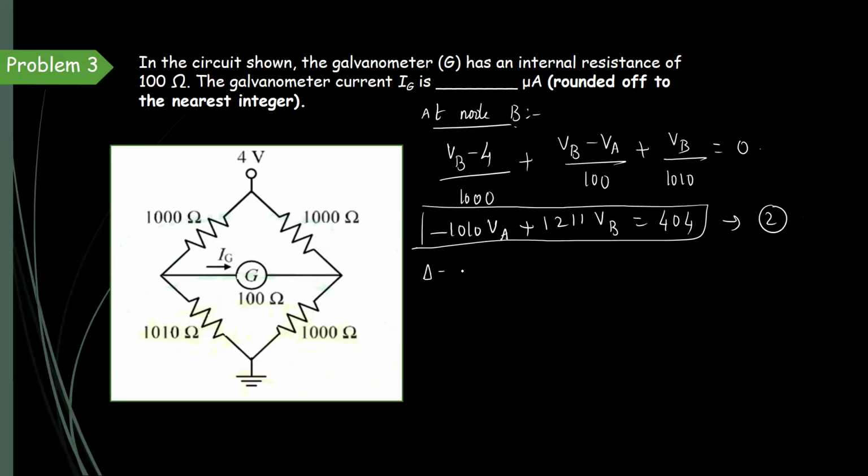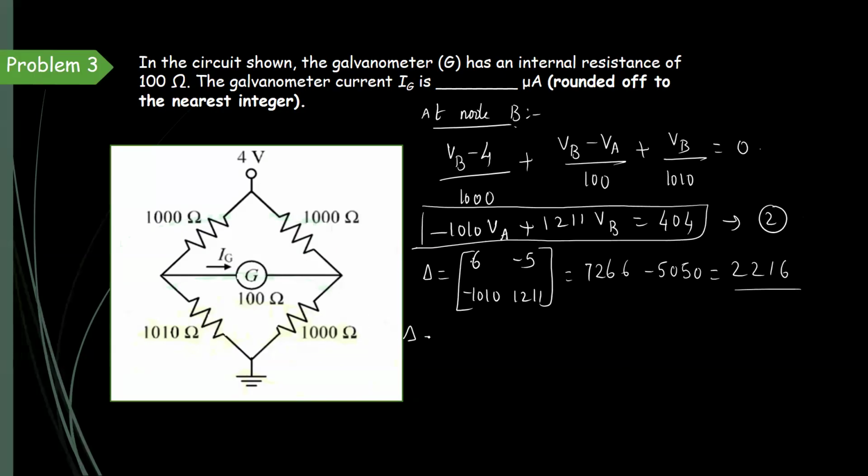Now we will find delta. Delta equals 6 and minus 5, and then minus 1010 and 1211. So 1211 into 6 is 7266, minus 5050, which equals 2216. So this is delta.